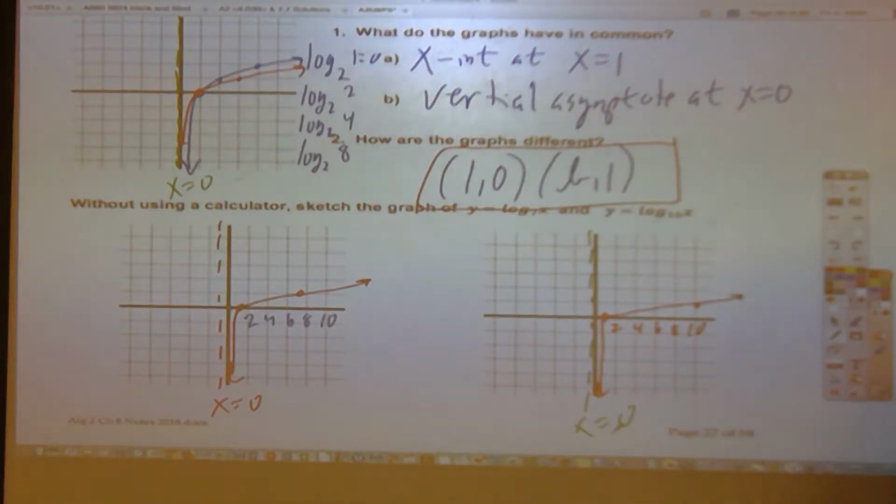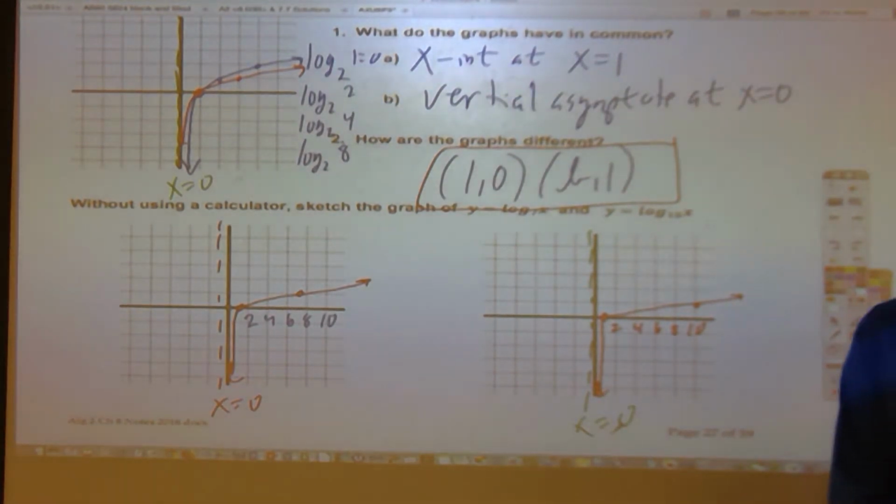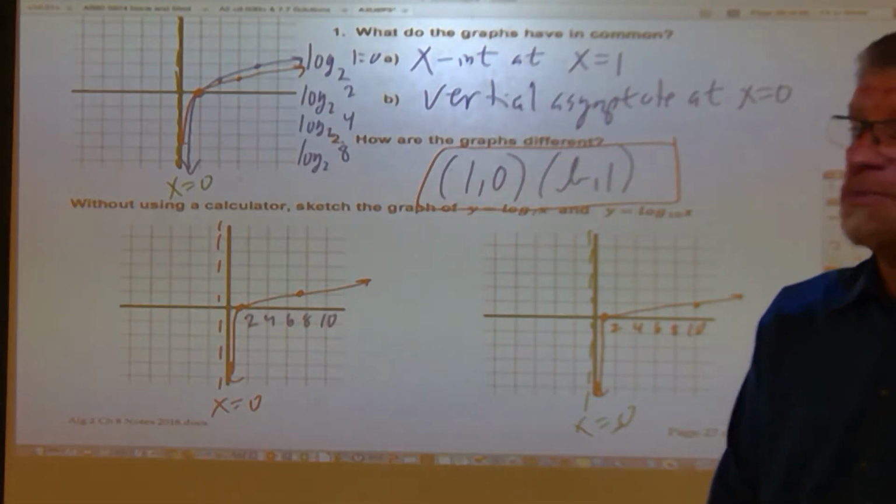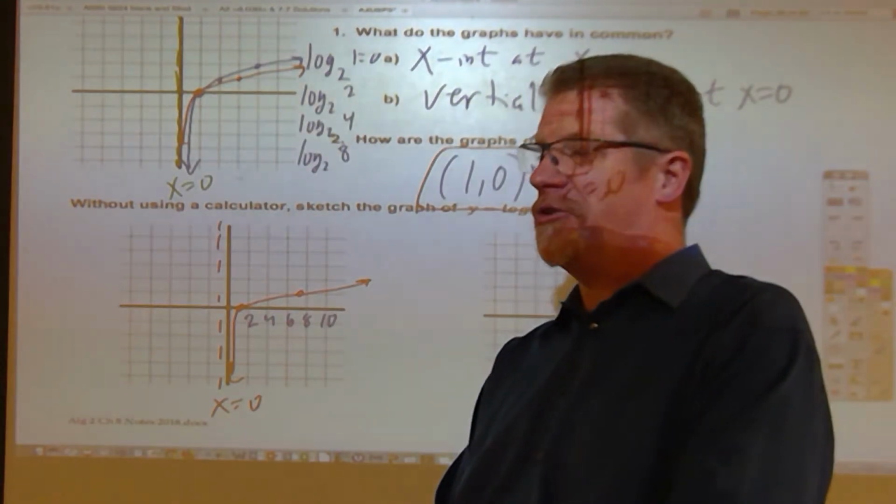Gerald, go ahead. So 1, 0 and b, 1, is that always going to be like our formula when we are? It's like if you want to get 2 points on a log graph, yeah, that is a formula.